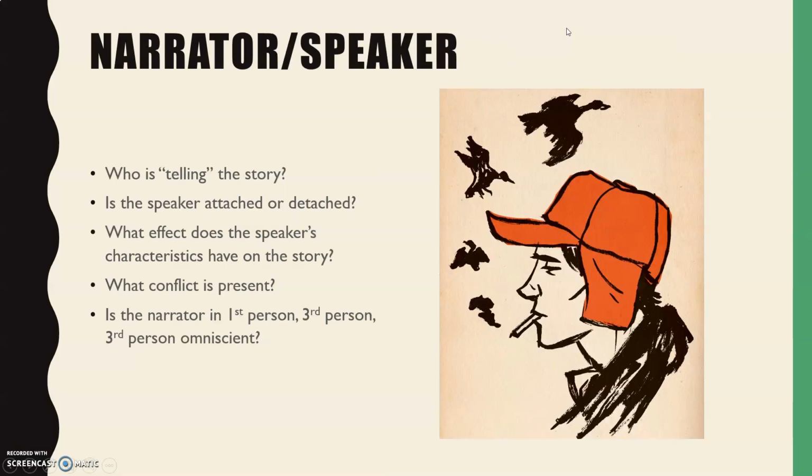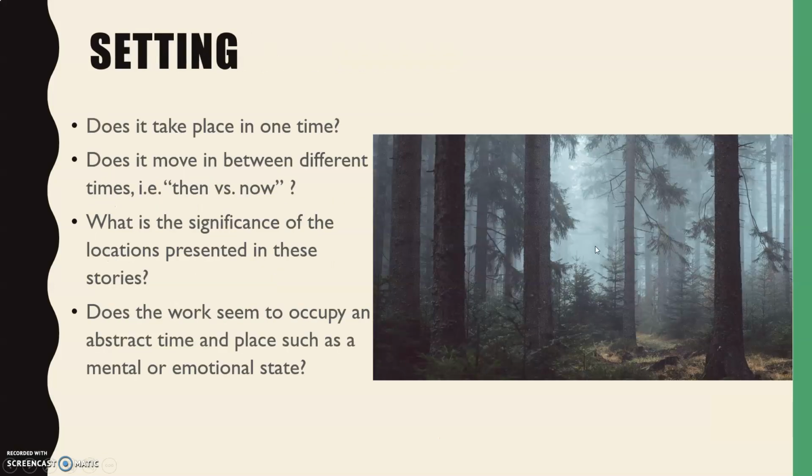Narrator and speaker. Who is telling the story? Is the speaker attached or detached? What effect does the speaker's characteristics have on the story? What conflict is present? Is the narrator in first person, third person omniscient? So here's Holden Caulfield again. He is the first person narrator, and how does his voice influence the story? Directly, he's relating his own story.